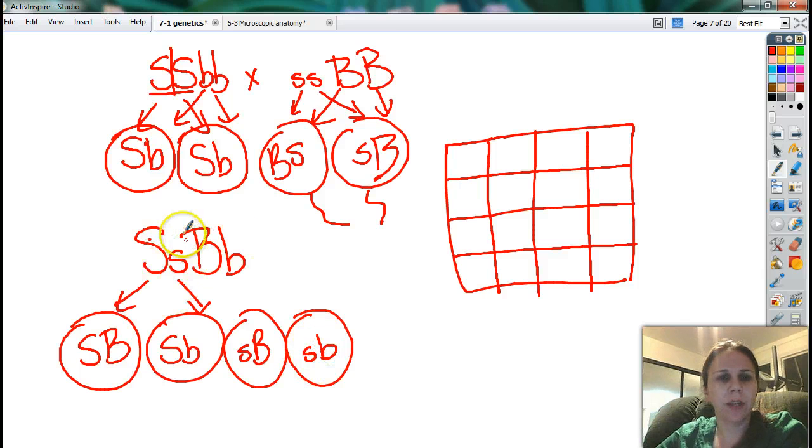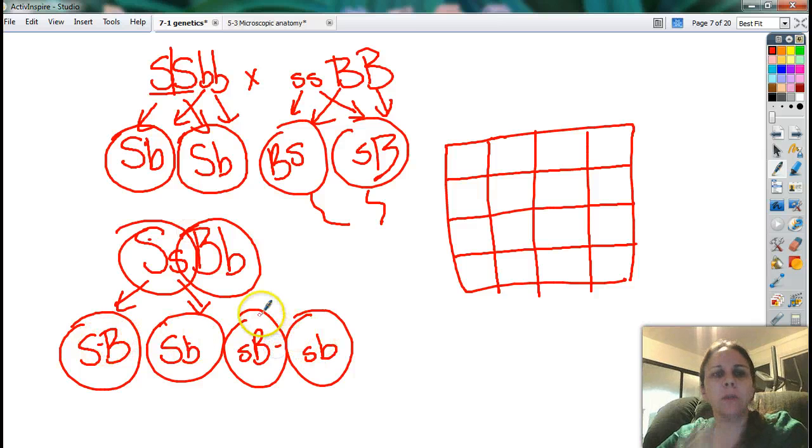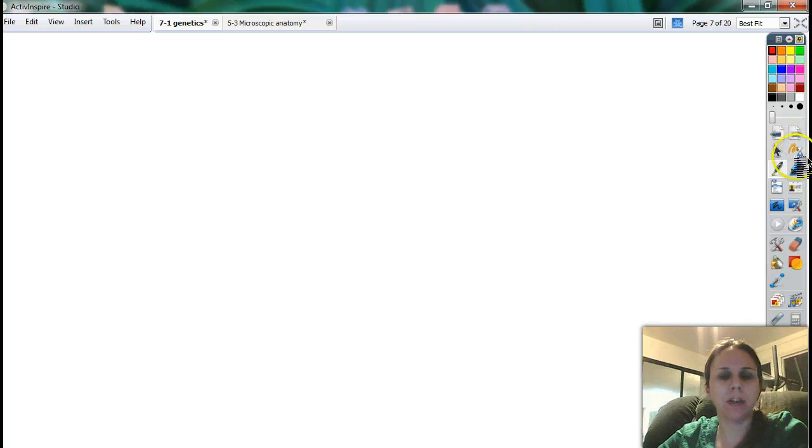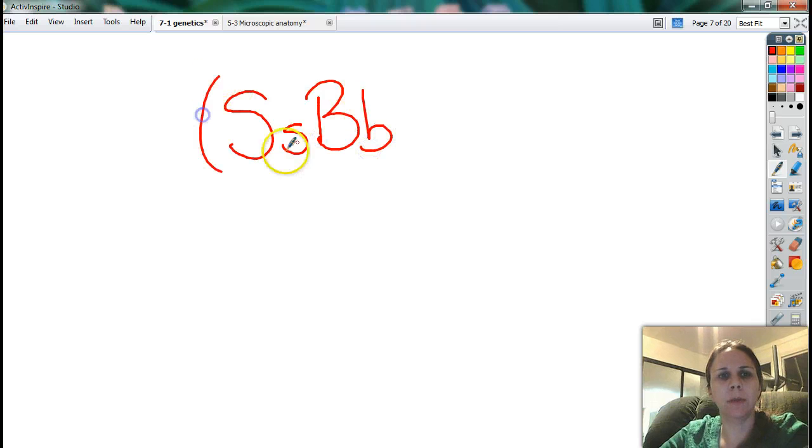So if these two are independent of each other, how do I figure out what the eggs and sperm are going to be? Well, the easiest way to do that is something you've learned in math called FOIL. So let me show you. So S, S, B, B. I'm going to put parentheses around it, kind of like it was math.